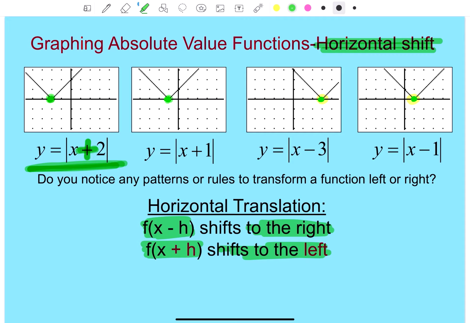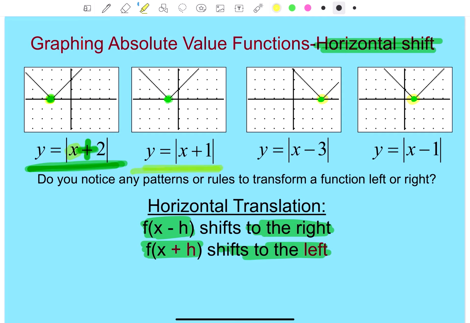Think about the x-intercept. The x-intercept is whenever y is 0. And where is y going to be 0? When x is -2 here.